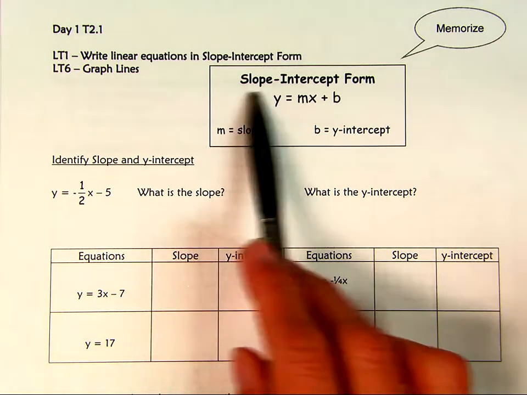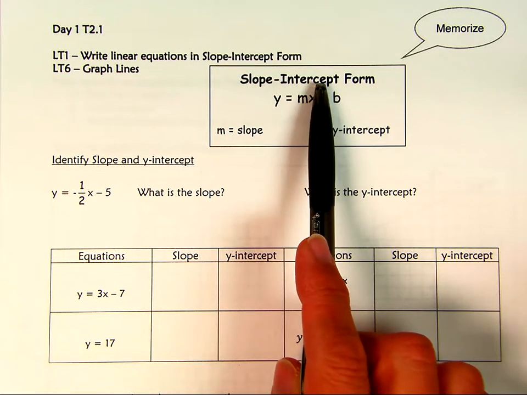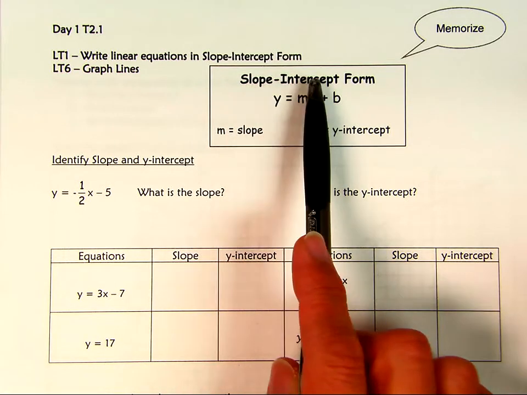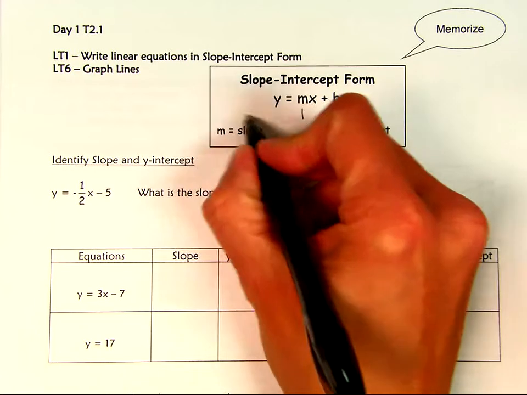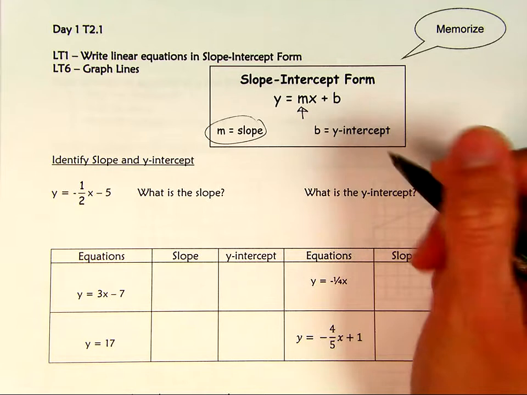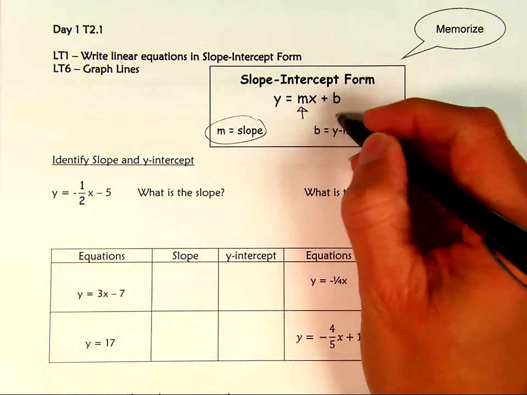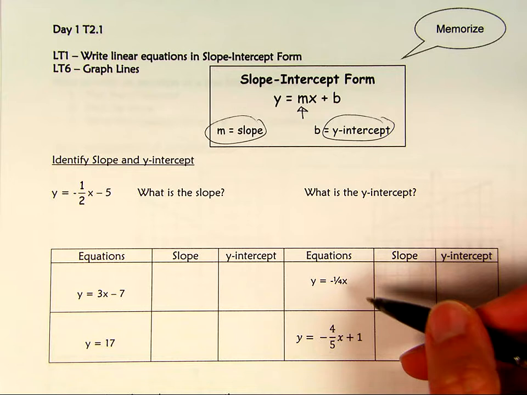But regardless, in slope-intercept form, the words slope and intercept are there because in order to write in this form, you need a slope and an intercept. M represents the slope, which is kind of weird. I don't know why. Slope doesn't start with M, but M represents slope, and B stands for the y-intercept. So you need to know that.